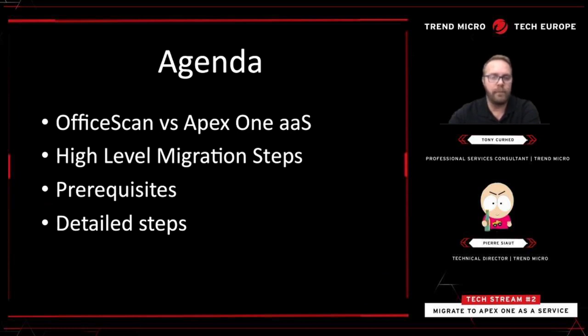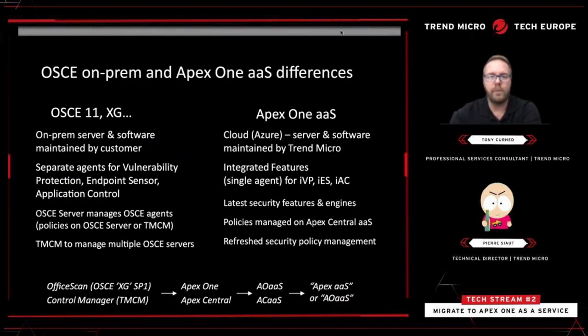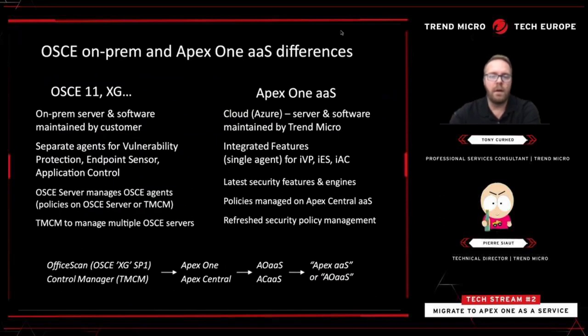So first, we talk about what's new, what's different with ApexOne, right? Let's go. Yes. Okay, great. So here we see the difference between our, let's say, legacy OfficeScan version, which is the historical name of our endpoint protection solution, and ApexOne as a service. So what's the difference in terms of architecture for you?